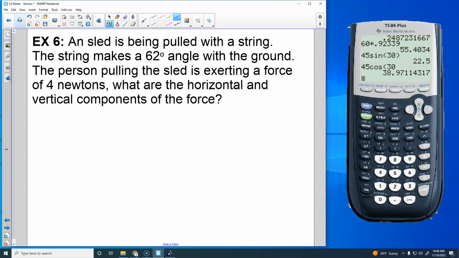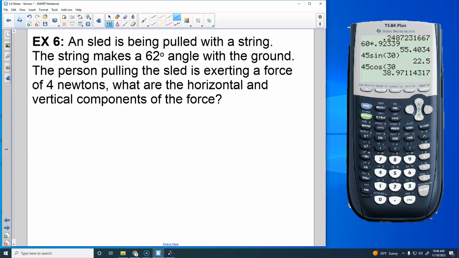All right, so a sled is being pulled with a string. The string makes a 62-degree angle with the ground. The person pulling the sled is exerting a force of 4 newtons. What are the horizontal and vertical components of the force?